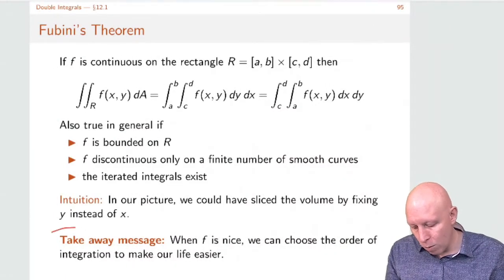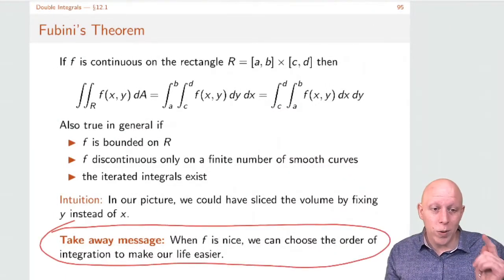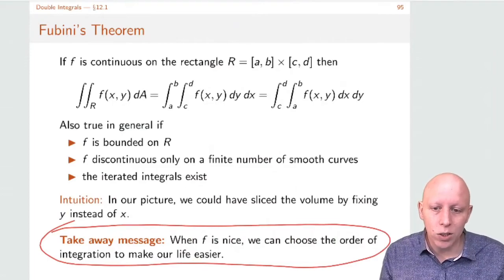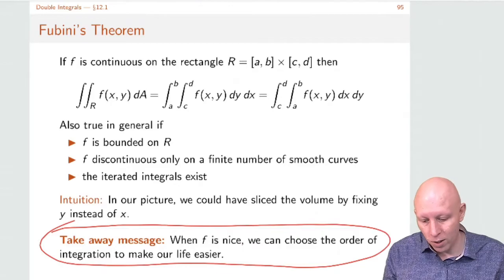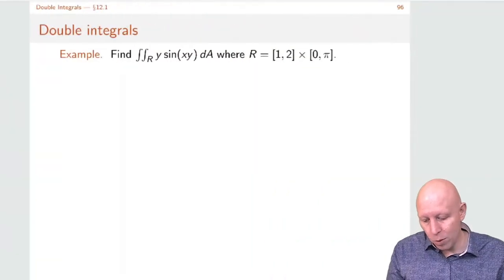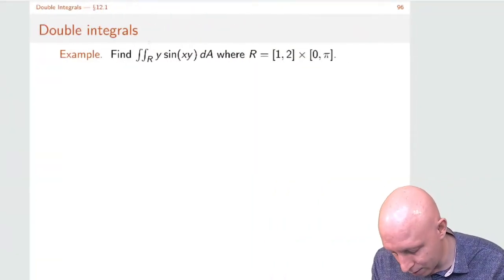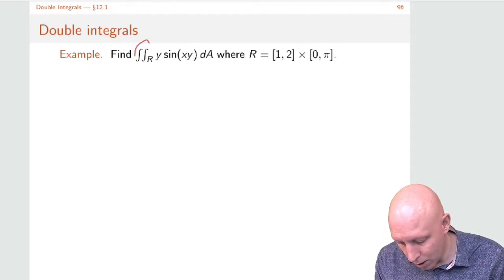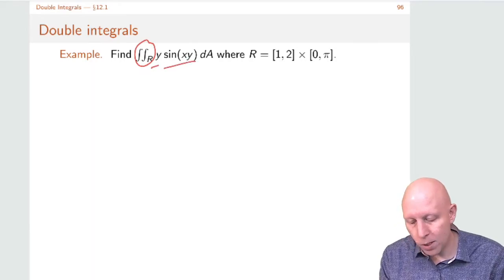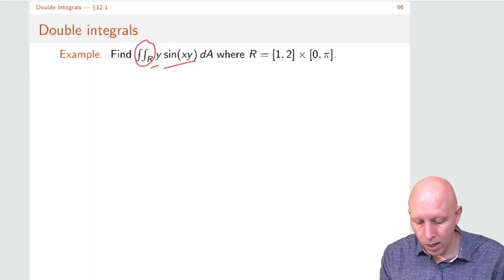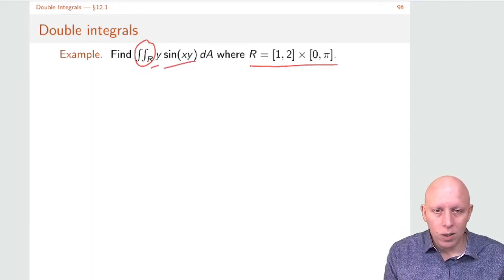So here's the takeaway message. When you have a nice function, you can choose the order of integration that makes your life easier. Let's look at an example. So let's say we have this function. We have a double integral over a rectangle of y times sine of xy, and this is our rectangle, [1, 2] times [0, pi].